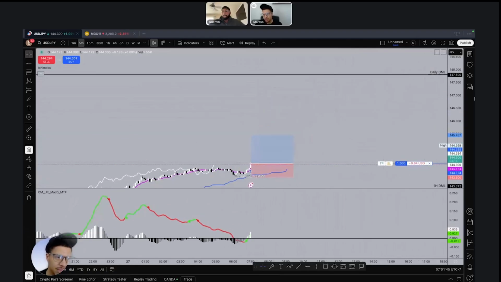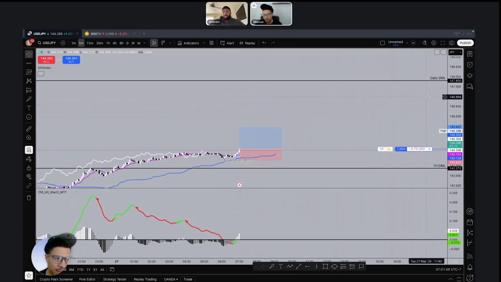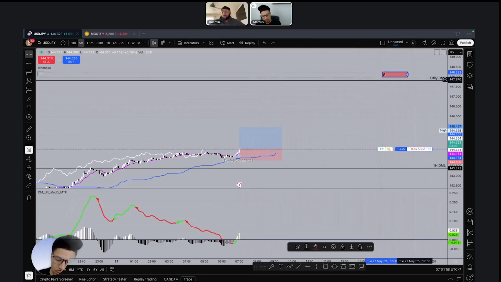And just to touch on these decision making levels real quick, since we have two of them here, decision making levels act as two different things at two different times. At one time, they're force fields. At the other time, they're magnets. And so in this scenario, this daily decision making level right here is currently acting as a magnet.